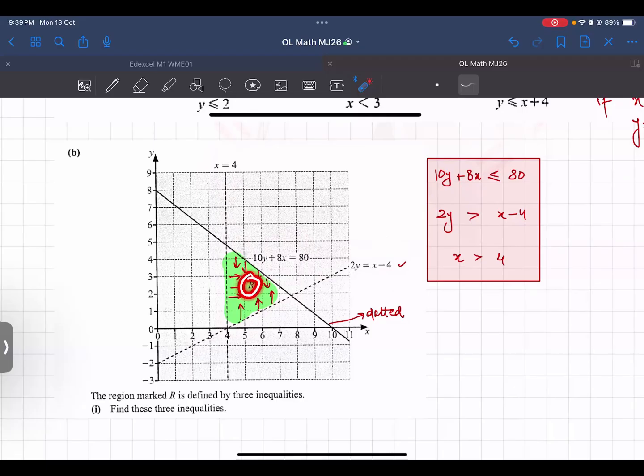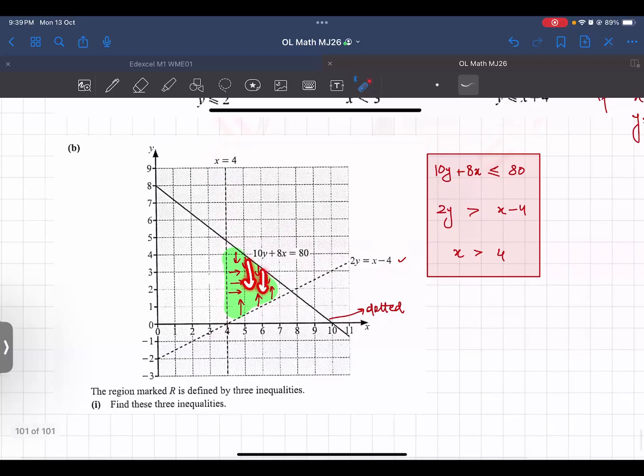You can see this region R is below this line, isn't it? Whenever the region you need is below, you put in the less than sign. And it is less than or equal to because this is a solid line. Do you get this?